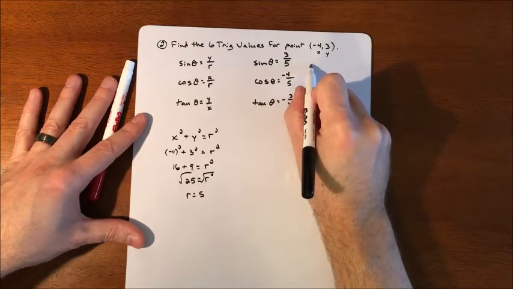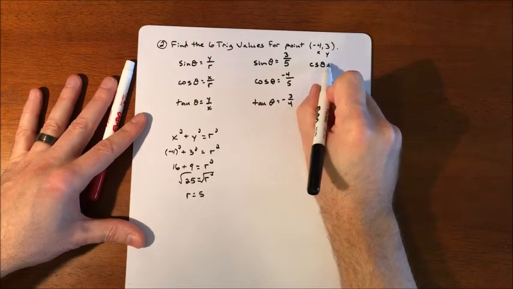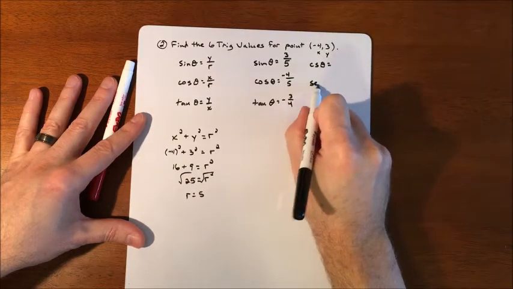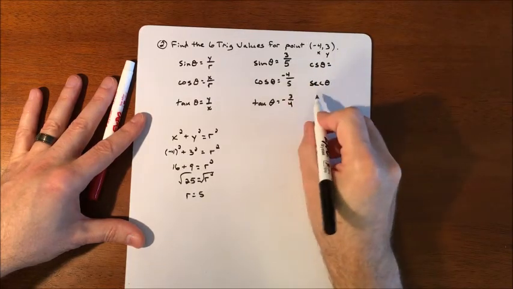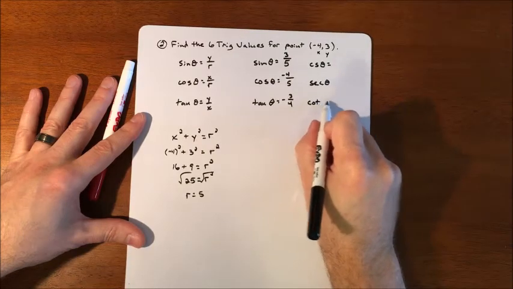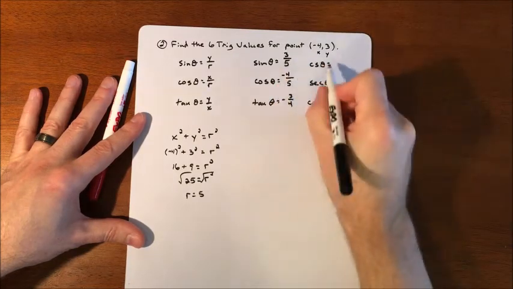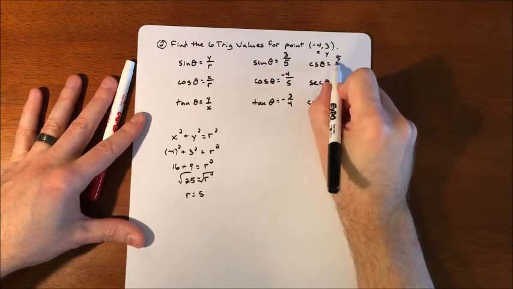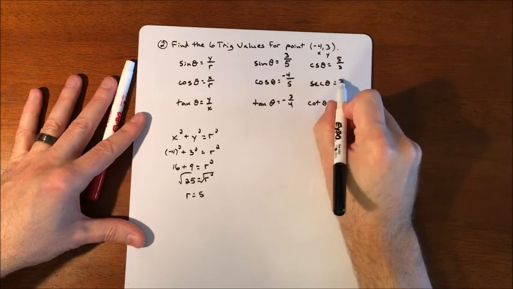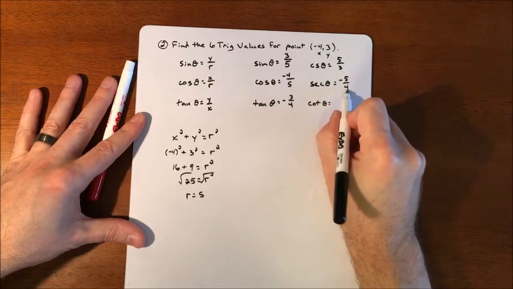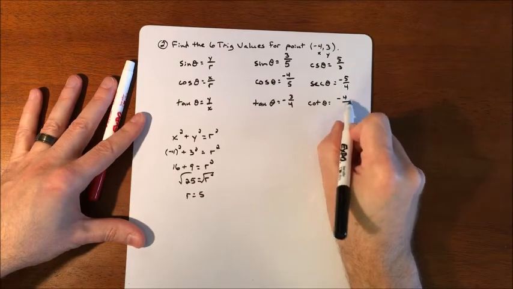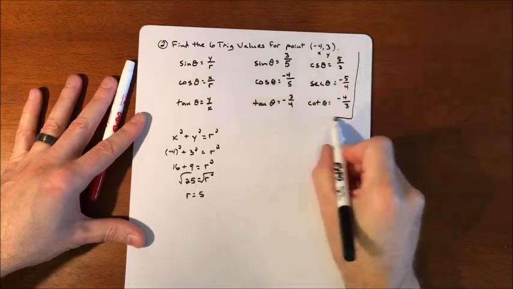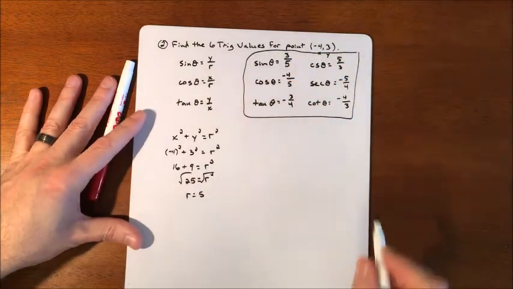And then your reciprocals. The reciprocal for sine is cosecant, the reciprocal for cosine is secant, and the reciprocal for tangent is cotangent. So if you have these, you have these. So 5/3, -5/4, and -4/3. And that is a little bit of a different approach.